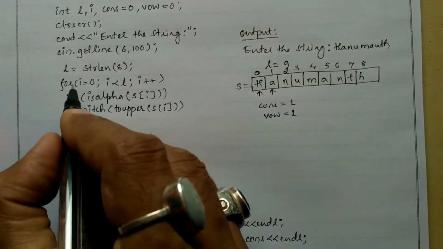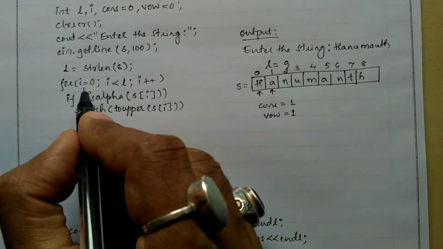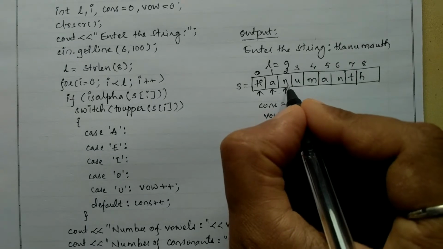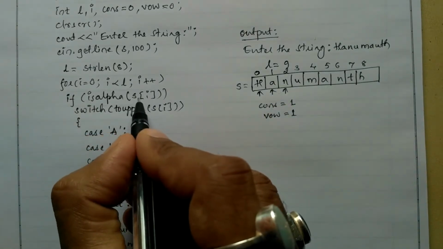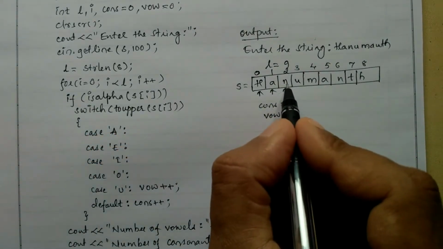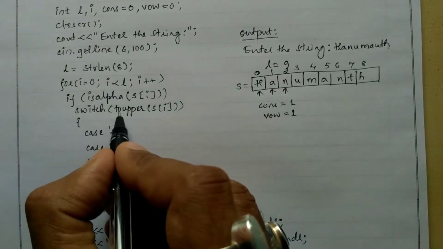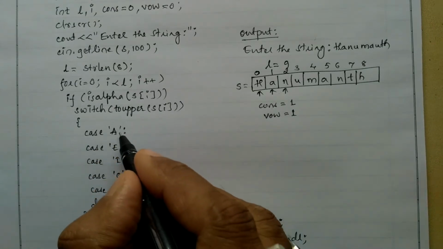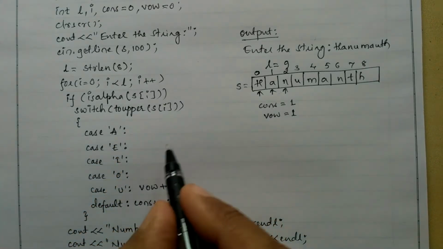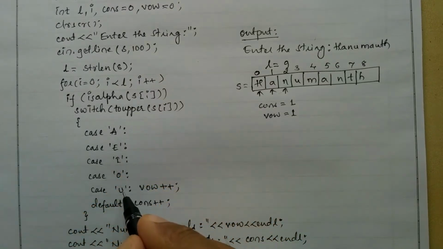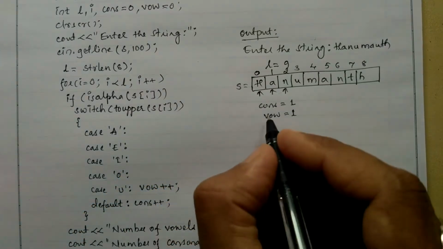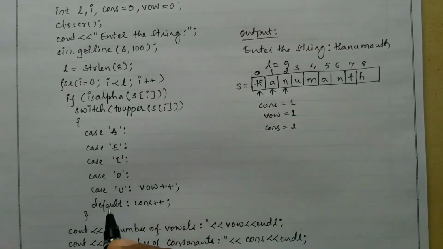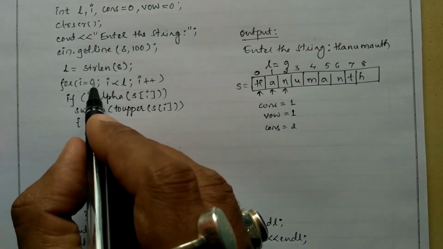So again, control transfers to the for loop by incrementing the value of i by 1. Now i value is 2. So it is pointing to index number 2 that consists of n. isalpha of s[2]. Yes, it is an alphabet. It is true. Toupper. So this lowercase letter n will become capital letter N, and it is going to be matched with all of these case labels. So here N is not matching with A, E, I, O, U. Hence default consonant will get incremented by 1. So earlier it was 1. Now it is 2. Again control transfers to the for loop by incrementing the value of i by 1.